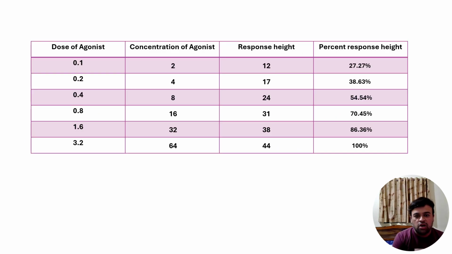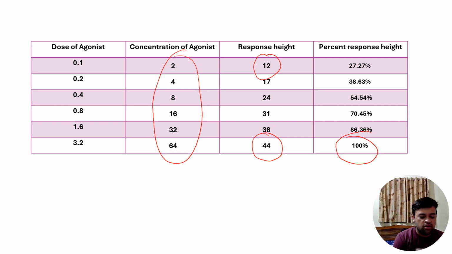So the final table becomes: the dose of agonist and the concentration of agonist, which you get after multiplying the doses by the stock solution concentration, and the percent response height, which you get after dividing the response height by the maximum response height, that is 44, and multiplying it by 100. You can see for the last value, that is the 3.2 dose, the percent response height is 100%.